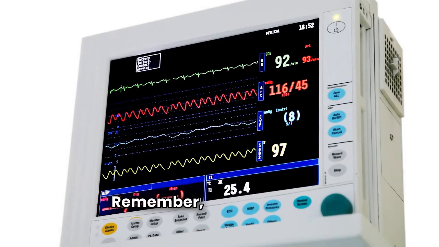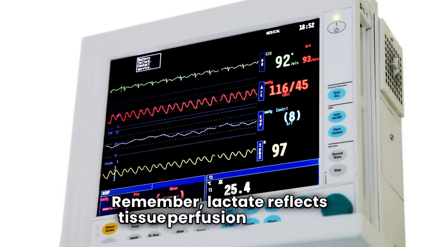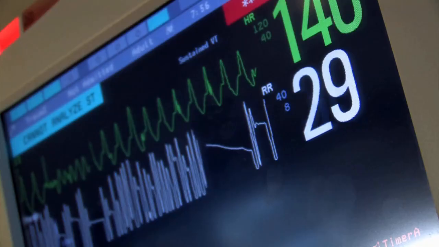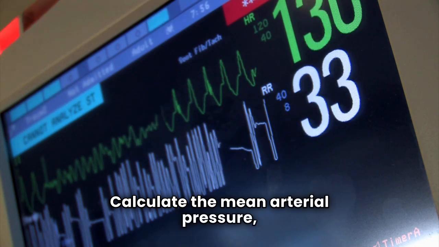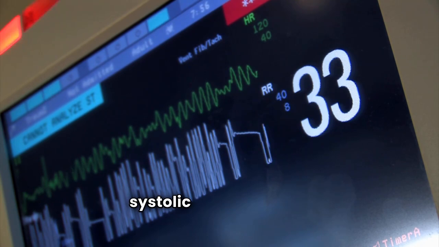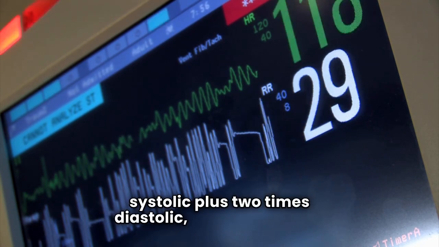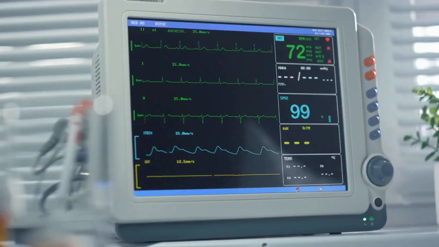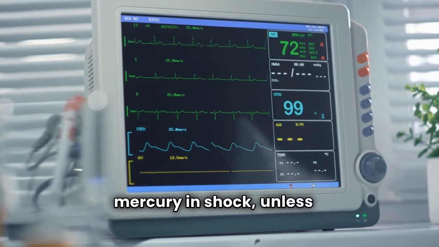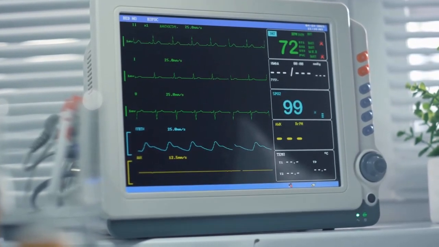trends. Remember, lactate reflects tissue perfusion, but must be interpreted in full clinical context. Calculate the mean arterial pressure, or MAP, using this formula. Systolic plus 2 times diastolic, divided by 3. Aim for at least 65 millimeters of mercury in shock, unless a specific target applies.